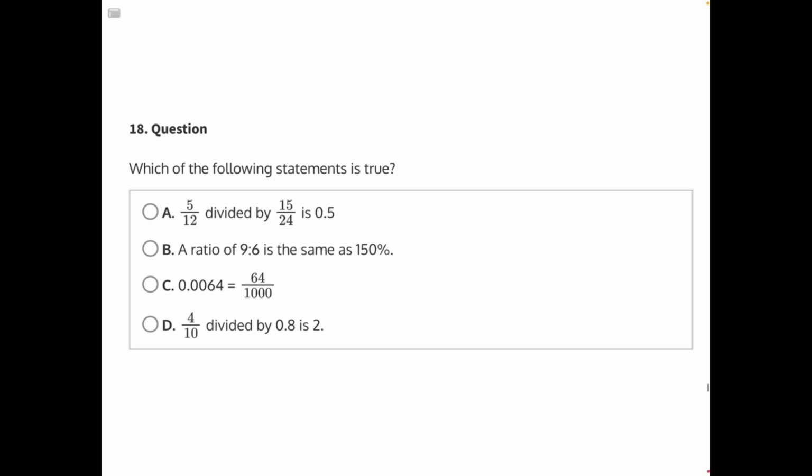Let's start with answer choice C. To rewrite this decimal as a fraction, we would need to count 1, 2, 3, 4 total decimal places. We would have to move the decimal point to get the whole number 64. And that number of places, those 4 places, should also equal the number of zeros in our denominator. So instead of 1,000, we should have 10,000. So C is incorrect.